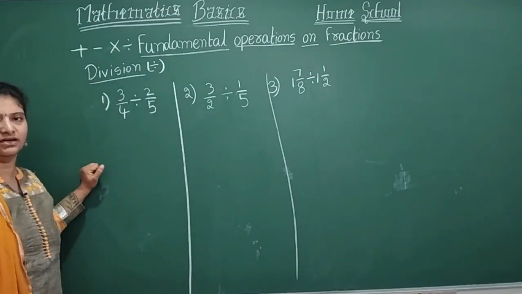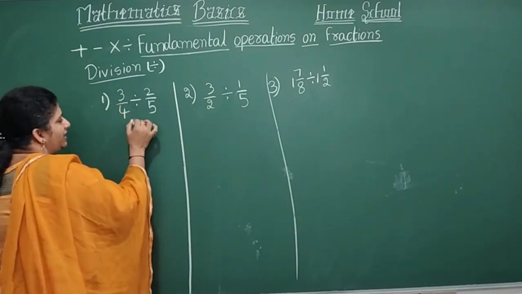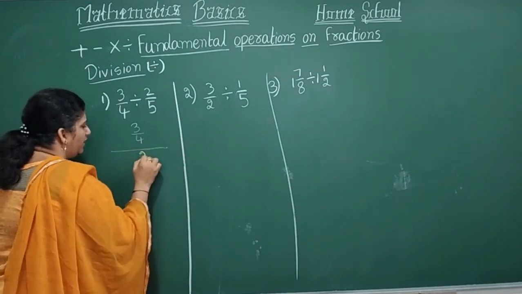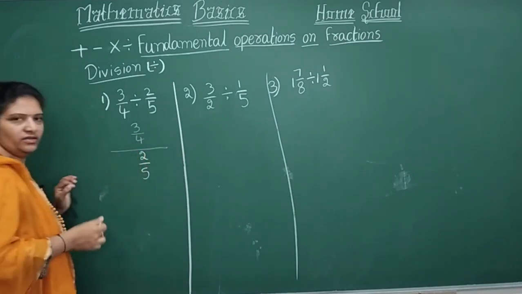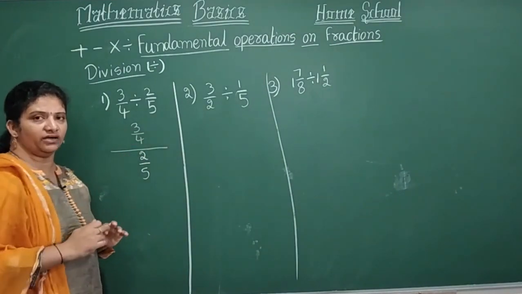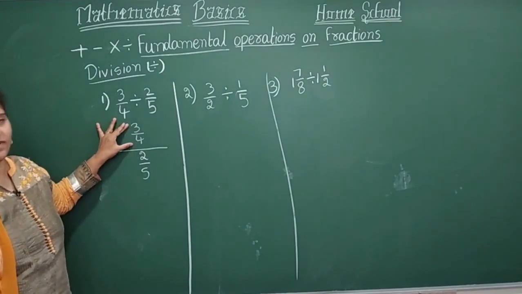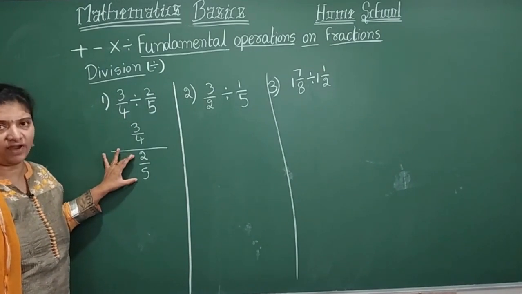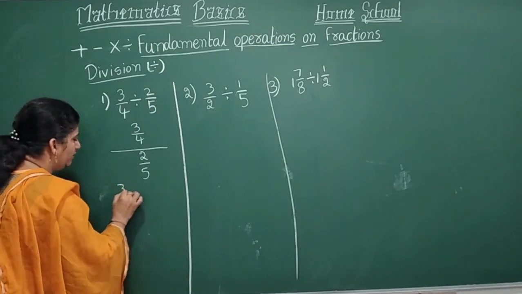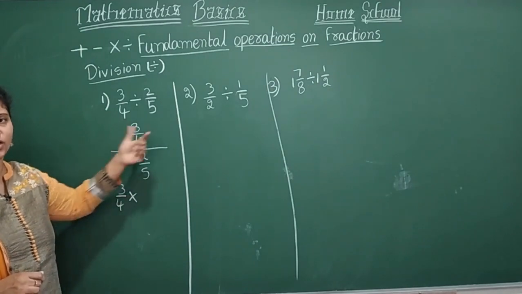So now let's start here. How do we do this? How do you write here, children? 3 by 4 whole divided by 2 by 5, you'll write. Okay, so now you are going to bring this to the numerator. See here, this is the numerator, and this is the denominator. The numerator is a fraction and the denominator is also a fraction. Now what you need to do in this type of division? Bring this denominator as a multiple for the numerator.